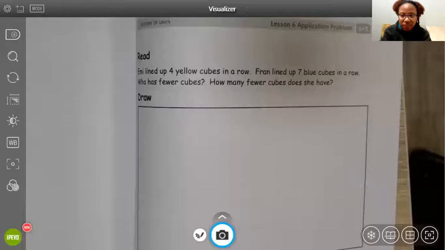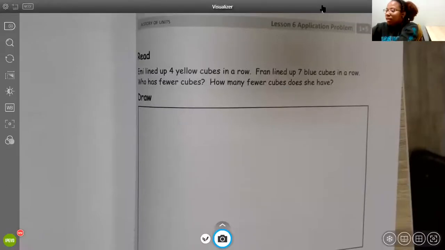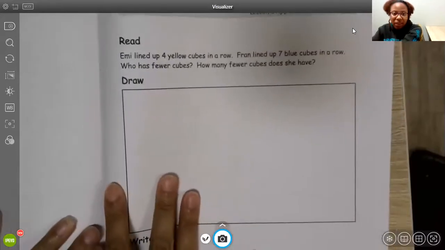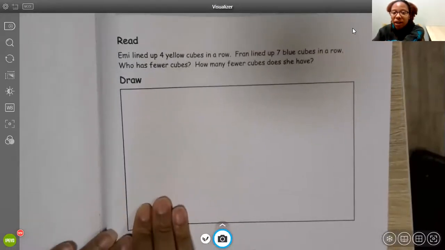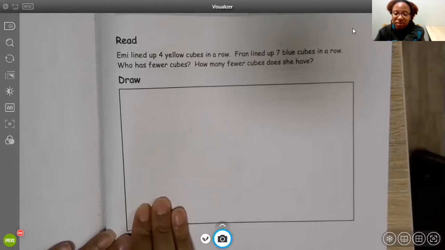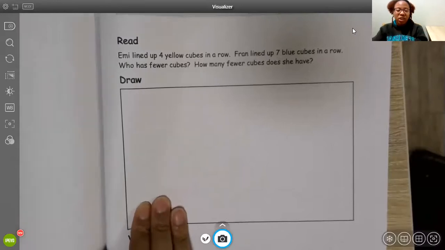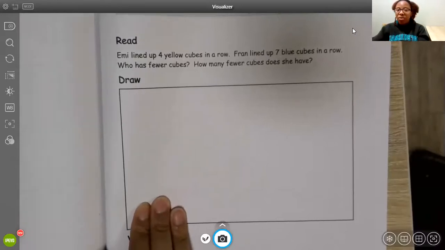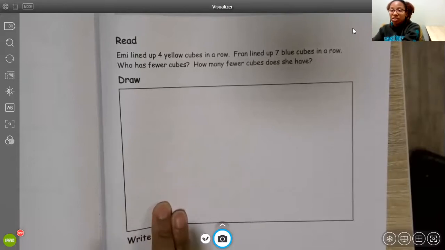All right, scholars, so here is our application problem for today. It says, Annie lined up 4 yellow cubes in a row. Fran lined up 7 blue cubes in a row. Who has fewer cubes? How many fewer cubes does she have?